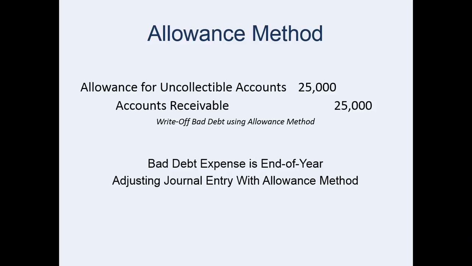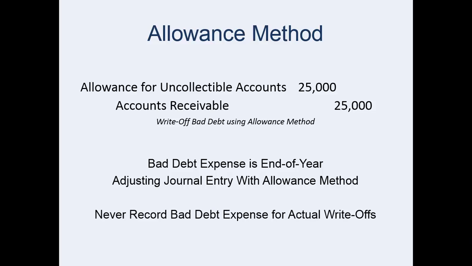Bad debt expense using the allowance method will be an adjusting journal entry at the end of the year. You never record bad debt expense for the actual write-off when you're using the allowance method.